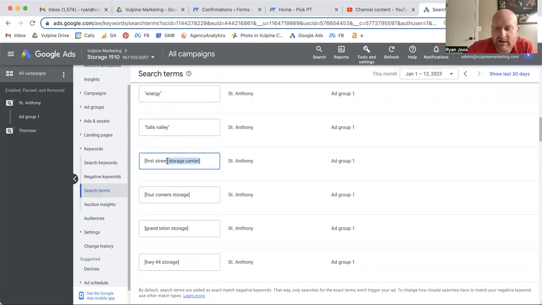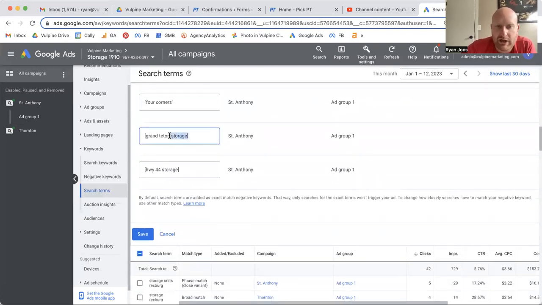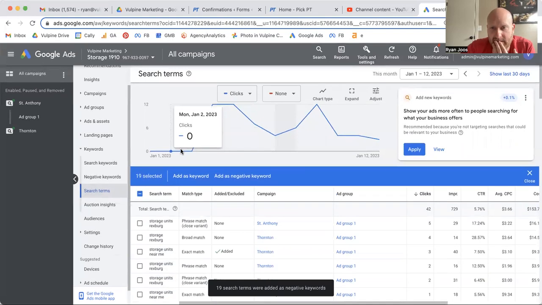First Street Storage Center. I'm going to go ahead and pull that out. We are not that. Four Corners Storage. Pull out Four Corners. Don't want those searches any longer. Grand Teton Storage. I'm going to just pull out Grand Teton. Highway 44 storage. I don't know. Let's just knock out Highway 44. Not really interested in that. You could go above and beyond that, and you could do highway, spell that out. You could do the number 4 for Four Corners if you wanted to go that extra mile to negate that, but that's pretty good. I'm going to go ahead and hit save. And yep, that should be pretty good.